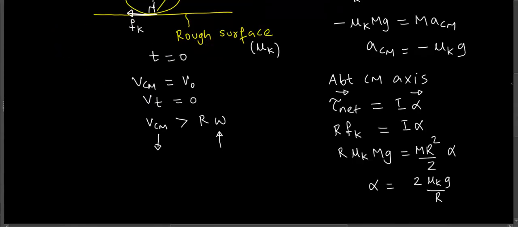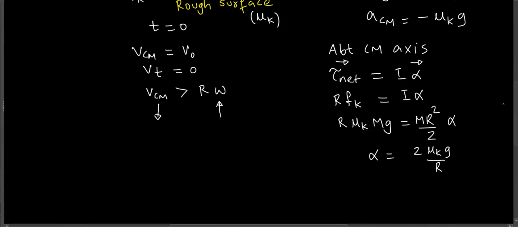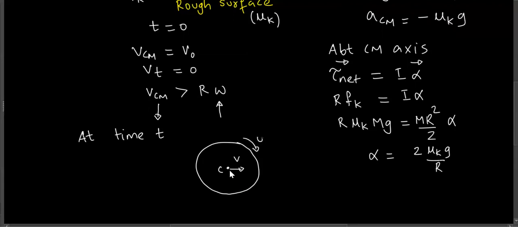Now, after some time, if we are saying that this disk is going to roll without slipping, let's say at time t. So at time t, if the disk rolls without slipping, the center has some velocity v, and it is going to spin with angular velocity omega. The points which are touching the ground will have VCM to the right and V tangential to the left, and both are equal in magnitude.